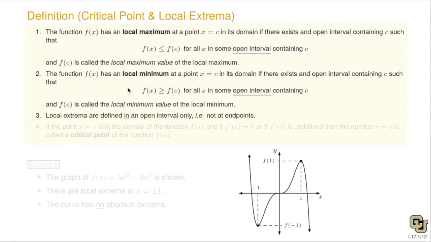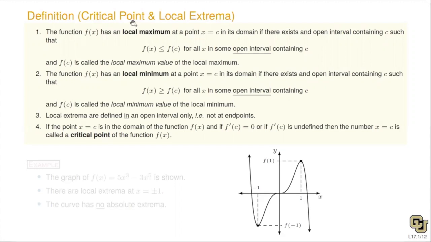Based on these definitions, I just want to emphasize that local extrema can only occur internally, inside an interval, not at the endpoints. The other definition I want to remind you of is the definition of a critical point. Fermat's theorem leads us to conclude that if a continuous function does have a local extrema, then it's going to happen at a critical point.